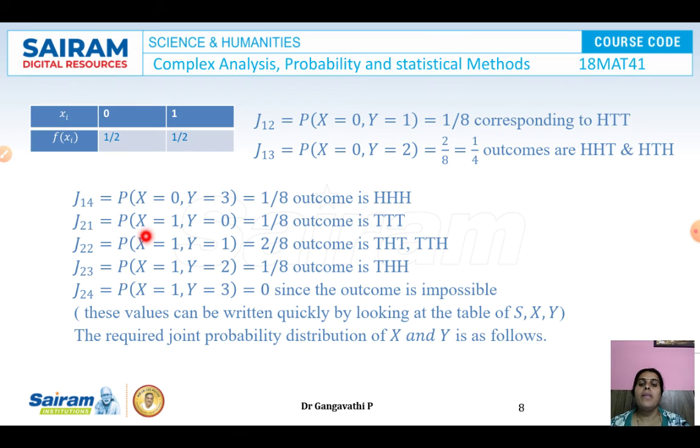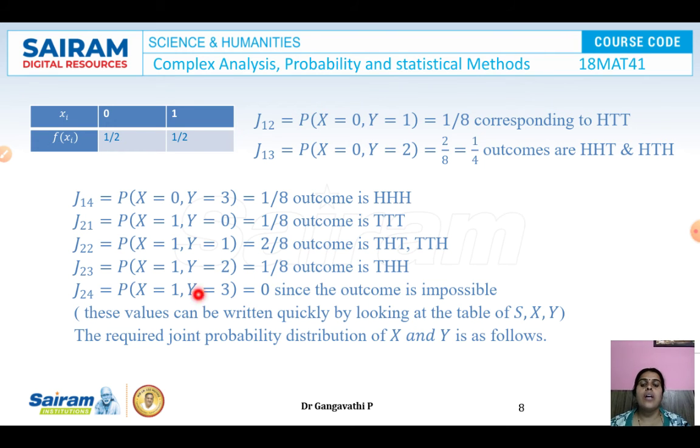And again, probability of getting a tail in the first toss and number of heads should be 0. That is, there is one possible outcome, 1 by 8. So J22 is x is equal to x2, x2 value is 1, and y is equal to y2, again y2 value is 1. So probability of getting a tail and number of heads should be 1. So there are 2 such possible outcomes, so it is 2 by 8. Similarly, J23 is 1 by 8 and J24 is 0.